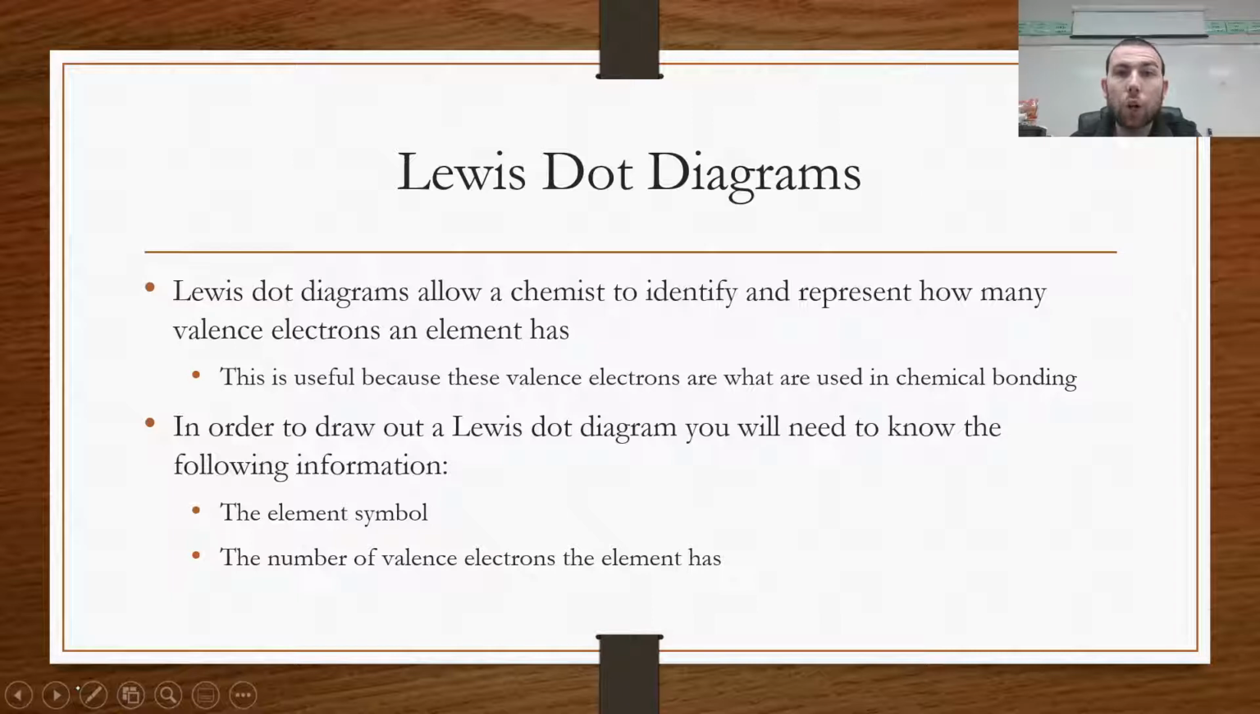And if you recall, we can simply look at the column number to help us figure that out. And if you don't remember how the column number tells us the number of valence electrons, go back and watch the previous video and take a look at what it says about determining valence electrons. Okay, so that's what we're going to need from the periodic table to be able to draw a Lewis dot diagram.